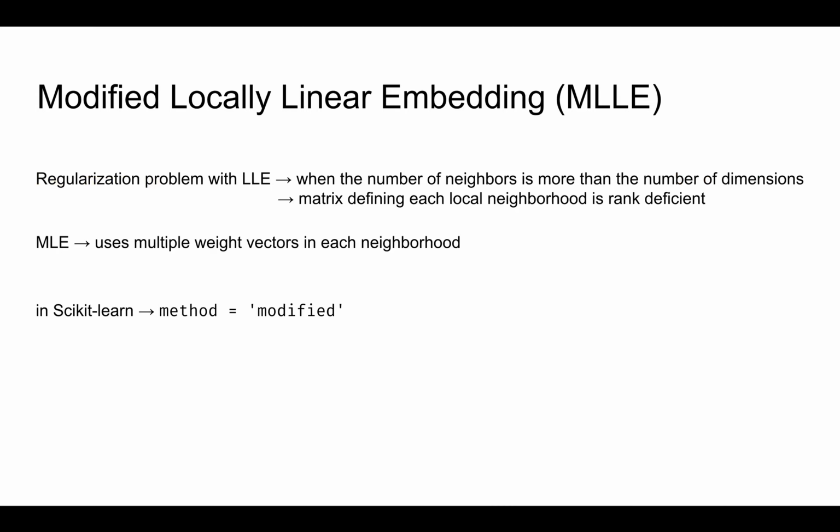Next, there is a version of LLE which is modified locally linear embedding, and according to the docs, LLE has regularization problems, so that is fixed by using modified local linear embedding, which uses these multiple weight vectors in each of the neighborhoods. And to implement this in Scikit-learn, we can specify method is equal to modified. We are not going into much detail on how the MLE works beyond this.